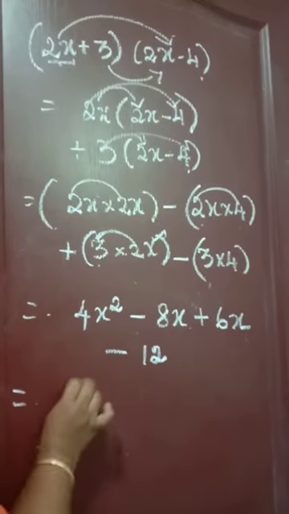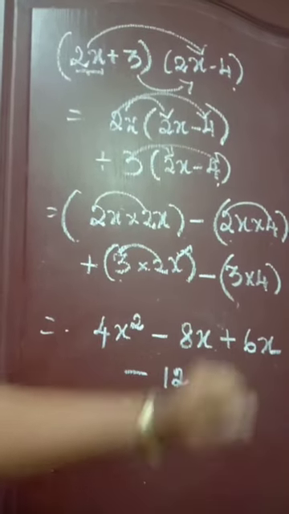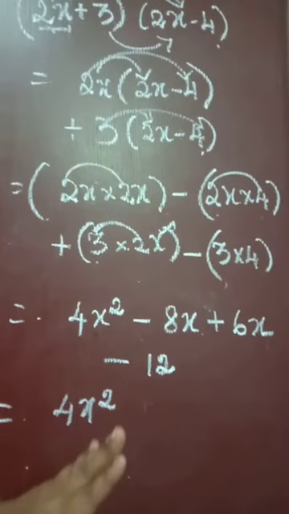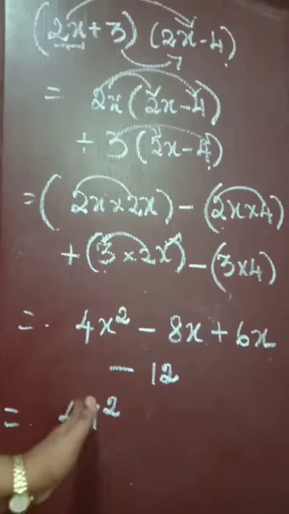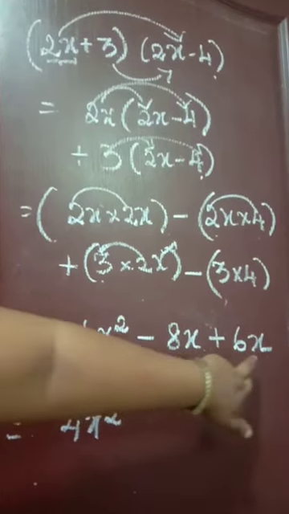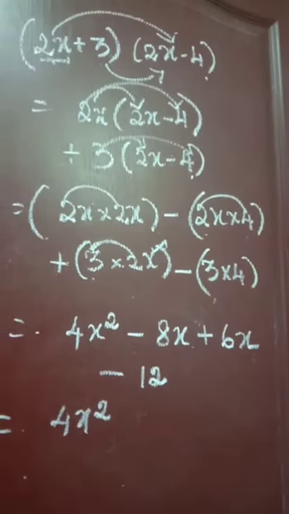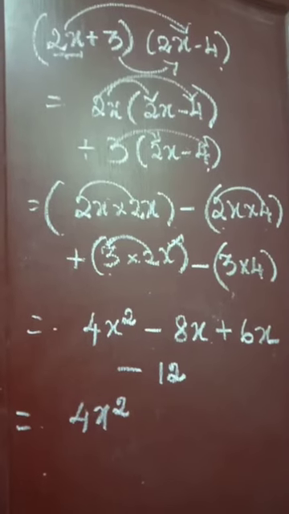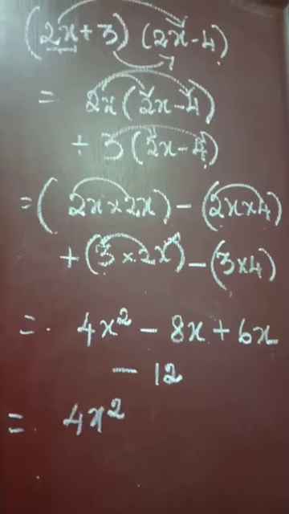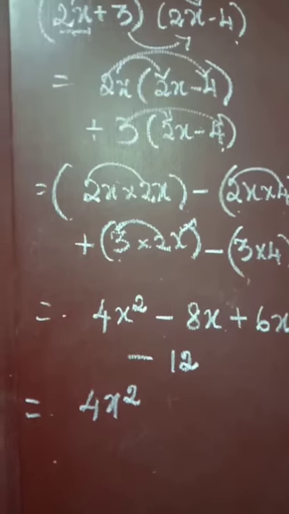Listen, here 4x square. Is any like term there? Yes, this is x squared. Is any other x squared term there? No, so I write 4x squared. Next, what is the next term? Yes, here also an x term, so it is the like term. Like term means we add or subtract the like terms. Here one is plus, another one is minus. Add or subtract? One is plus, another is minus, so we have to subtract.